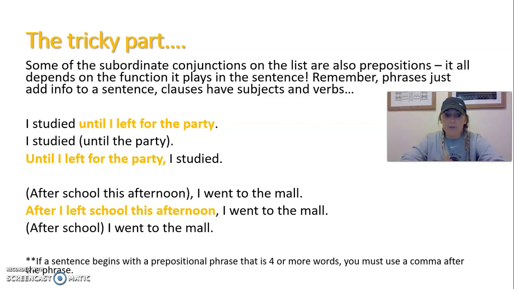After school this afternoon, comma, I went to the mall. After school this afternoon is just a prepositional phrase, okay? Now, if you add that subject and verb, now it's a clause. After I left school this afternoon, comma, I went to the mall. Remember, we learned this first semester, okay? And if you can remember, if you start a sentence with a prepositional phrase that's 4 or more words, you use a comma. That's why there's a comma, even though you started the sentence with a prepositional phrase instead of a dependent clause. All right, so there's so many comma rules, but it's important that you know these.